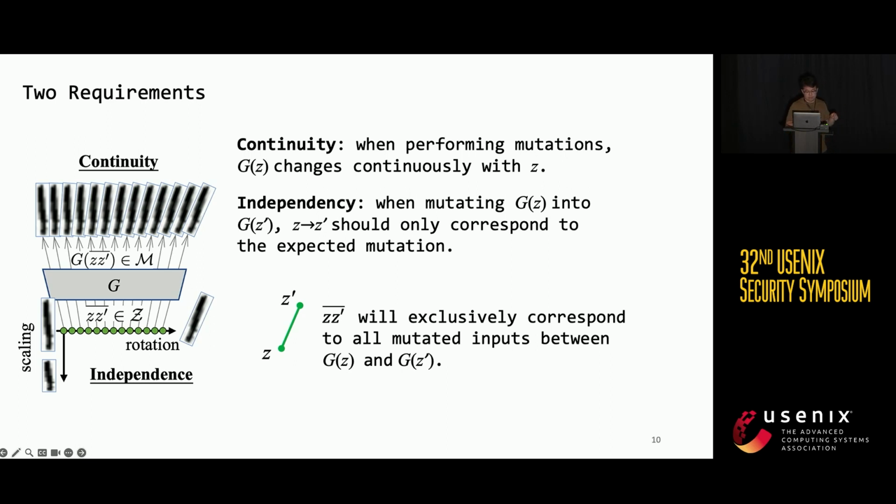Let's consider this example. When performing rotation, as you can see here, the mutated images should change continuously with Z. And also, when you rotate the image, the scale of this image should be unchanged. And similarly, if you want to rescale this image, the rotation angle should always be the same. With these two requirements, we can ensure that the segment connecting Z and Z prime will exclusively correspond to all mutated inputs between G(Z) and G(Z prime).